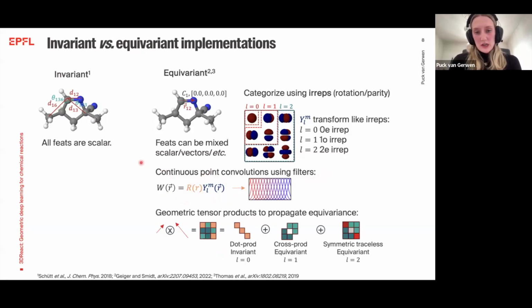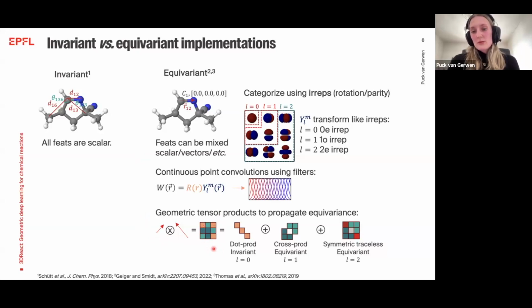And what's also challenging, not only do you need to initially encode your features in an equivariant way, but you also need to propagate this equivariance through the network. So this is typically done, or naturally done, with geometric tensor products. So here, for example, if you wanted to take some outer product between two three-dimensional vectors, you would end up with a 3x3 matrix. And this is the outer product, or the geometric tensor product.